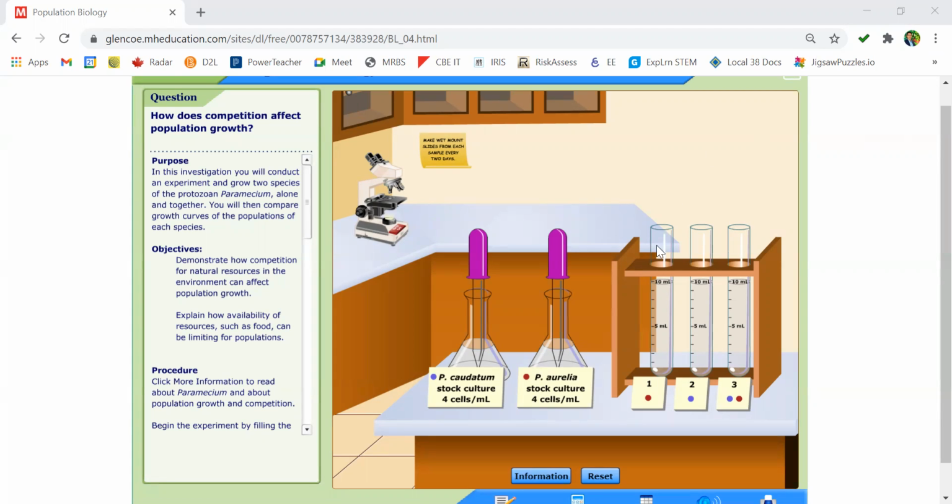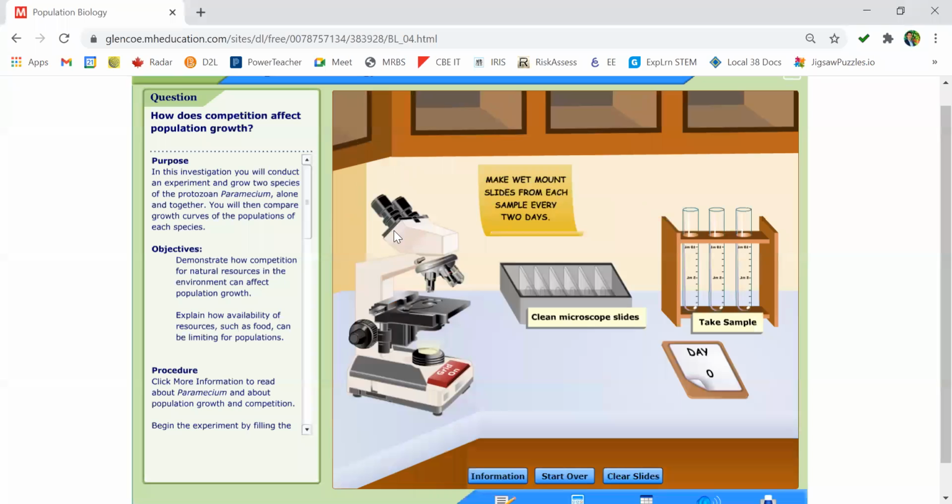In this test tube here, I have set up a population of Paramecium aurelia culture only. In the middle test tube, I have set up a test tube of Paramecium caudatum culture only. And in the third test tube on the far right, I have a mixture of Paramecium aurelia cultures and Paramecium caudatum cultures. Now let's look at what happens on day 0.